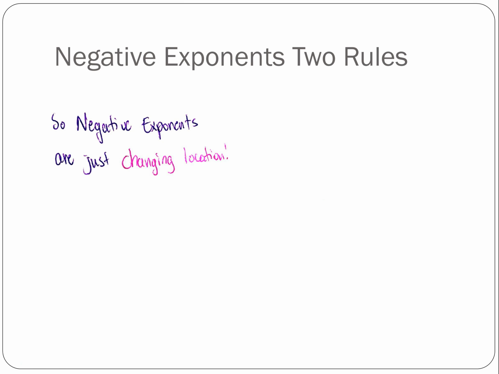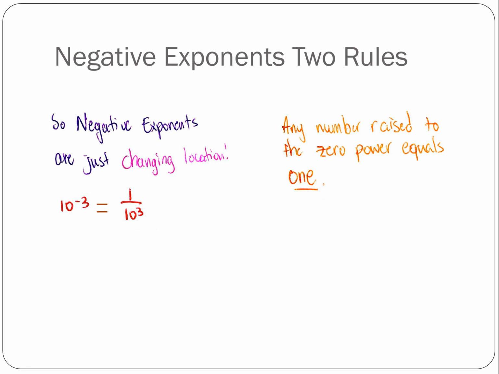That's right. So for negative exponents, there are 2 basic rules. Negative exponents are just changing location, like 10 to the negative third is equal to 1 over 10 to the third power. And any number raised to the 0 power equals 1. Let's take a look at some examples.